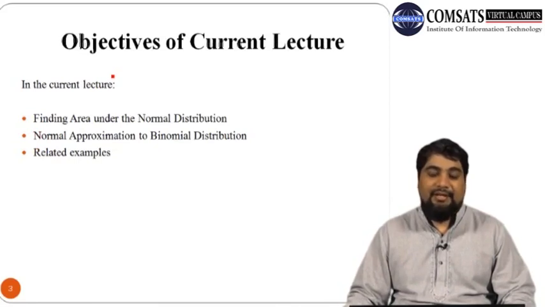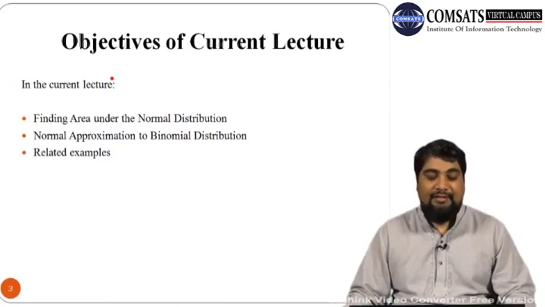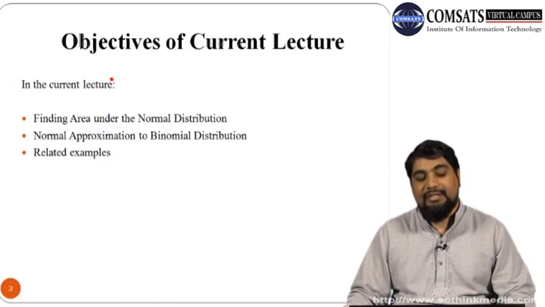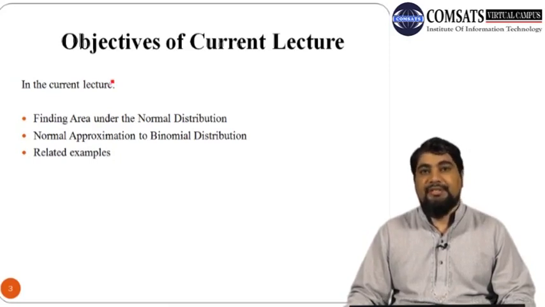In this lecture we are going to discuss how we can calculate area under the normal curve, and then we will discuss several problems related to finding area under the normal curve, and then in the end we will discuss normal approximation to binomial distribution, and we will illustrate this idea with the help of certain examples. So let's start.